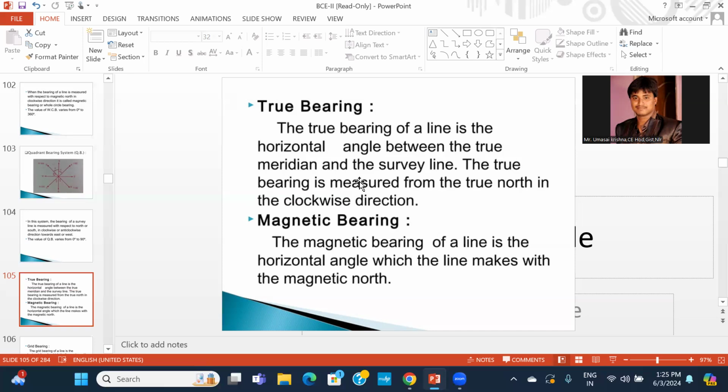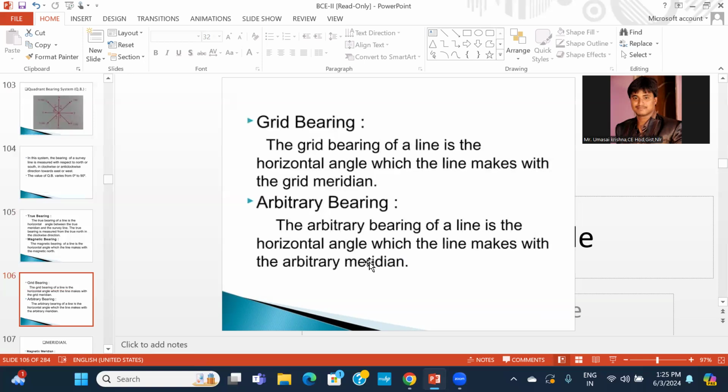And the magnetic bearing of a line is the horizontal angle which the line makes with the magnetic north. In true bearing, it makes an angle with the true north. In magnetic bearing, it makes an angle with the magnetic north. The grid bearing of a line is the horizontal angle which the line makes with the grid meridian. These are all horizontal angles which make an angle with the particular meridians.